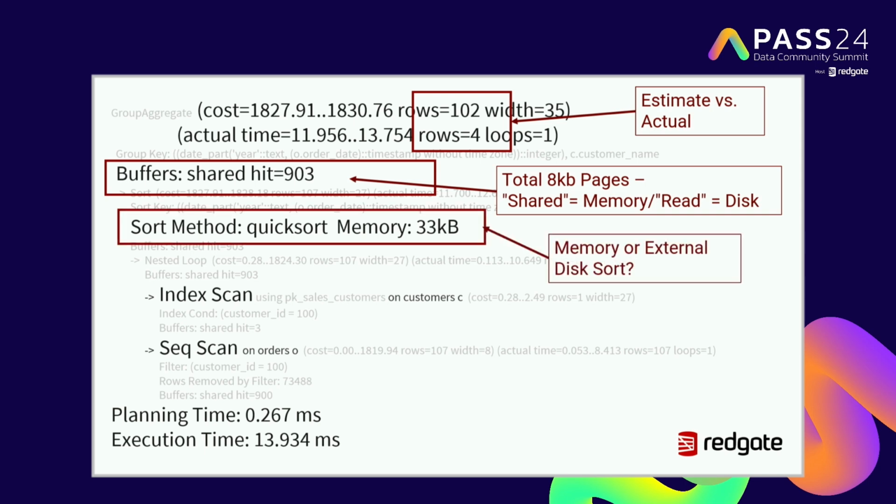The next thing is the sort method or the hashing method. Essentially, it literally will say in the query plan, if you see the word external for any operation, that's analogous to a spill to disk in SQL Server. So we'll talk about it in just a minute. I'm going to show you an example in a demo.